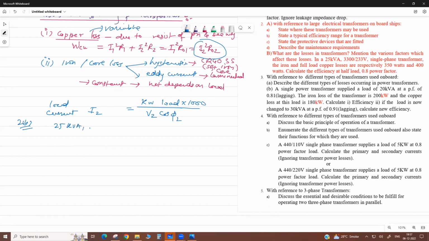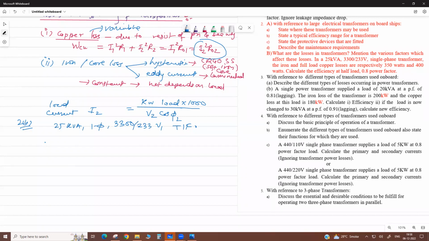kVA, single phase, 3300 by 233 volt transformer. Now we say that, so that's why we always mention the load condition along with copper loss.